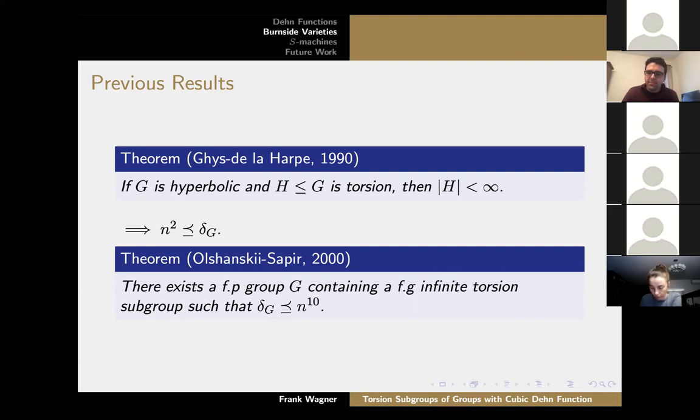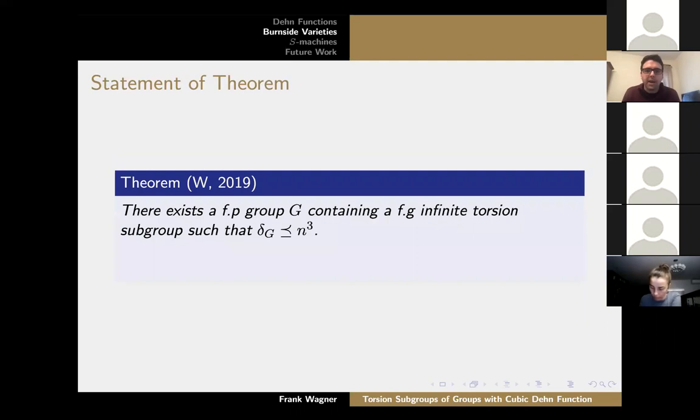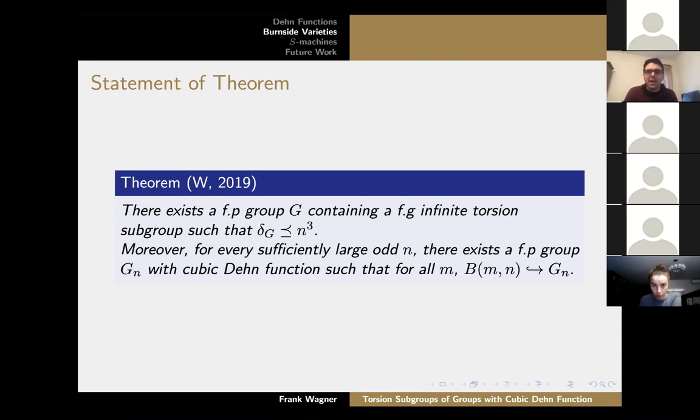Okay. So that's where our theorem comes in, which is that we exhibit a group which is finitely presented, has a finitely generated infinite torsion subgroup, and has at most cubic Dehn function. And you can just make it cubic Dehn function. You can just say it's equivalent by just crossing it with the Heisenberg group, say. All right, and then moreover, for all large odd n here, large means like 10 to the 10th, say, there exists such a group, G sub n, where B(m, n) embeds into G sub n for all m.